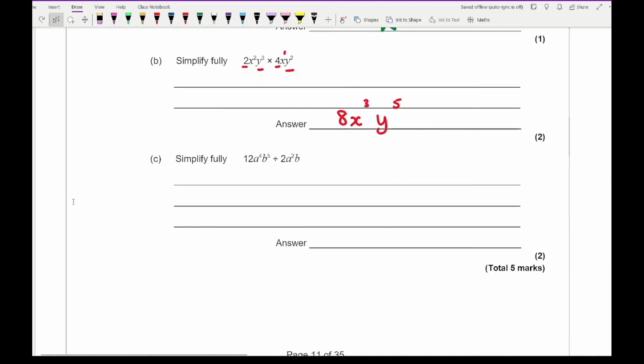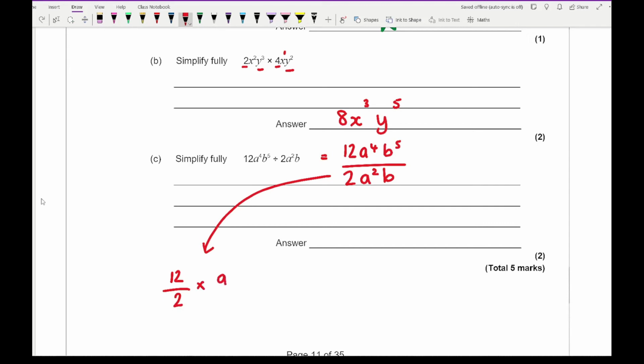Then when it comes to C, here we're simplifying with dividing. So what you want to do is recognize that here we can split this up. Now this is the same as 12, a to the power of 4, b to the power of 5, all divided by 2, a squared b. Now with this, we can split things up separately. So we can do 12 divided by 2 times a to the power of 4 divided by a squared times b to the power of 5 over b. So what we've got is numerators and denominators of the same type. In the first one we've got numbers, second one we've got a's, third one we've got b's. So from this we can then simplify them separately.